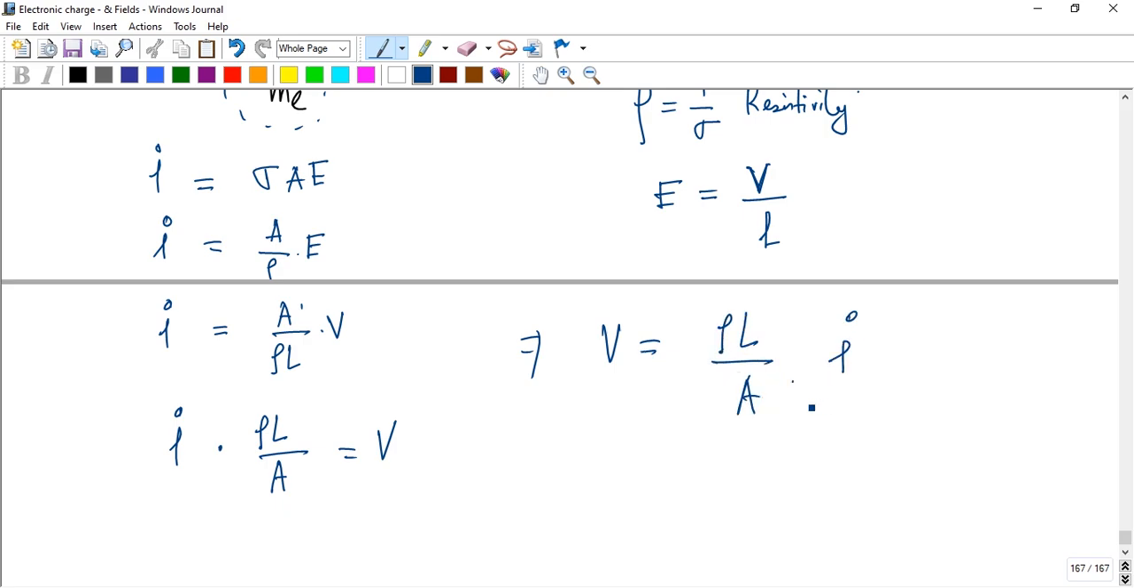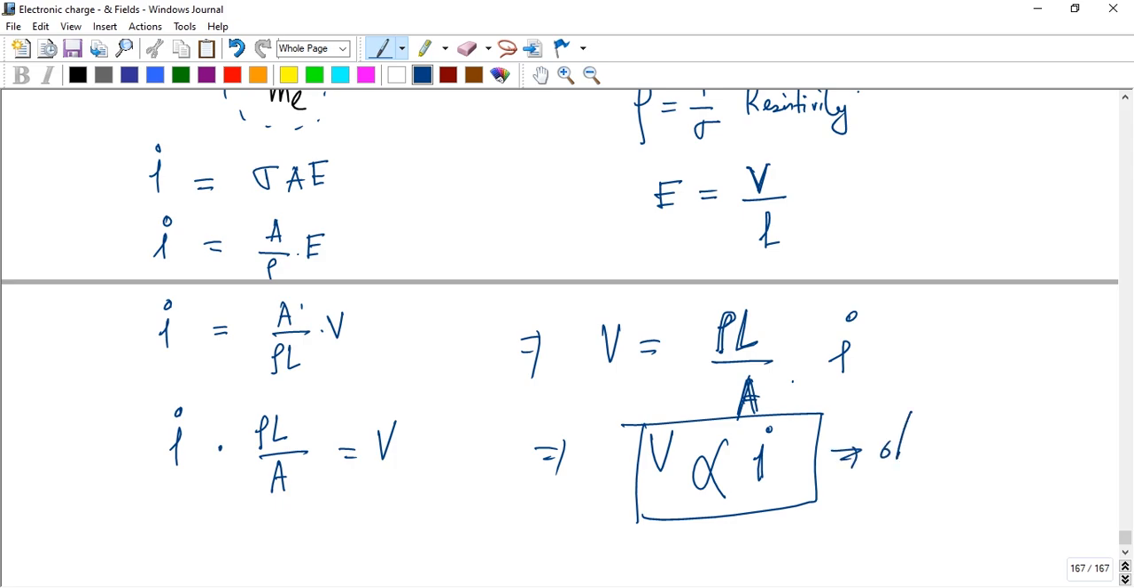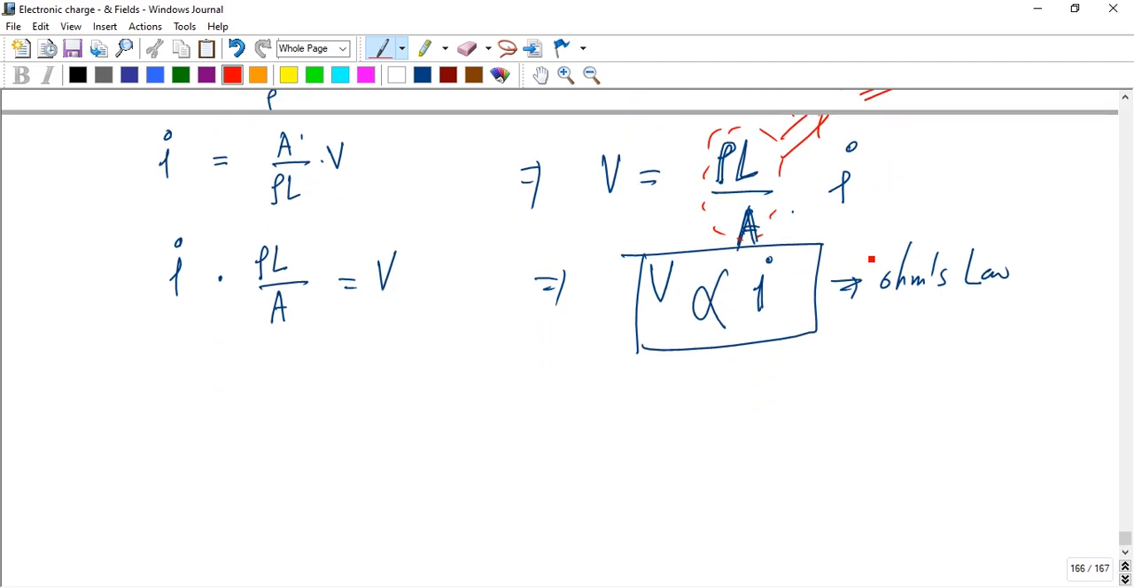Now there is a constant: the resistivity, the length of the conductor, and the cross-sectional area of the conductor are all constant. V is proportional to I. That's Ohm's law. That constant term is the proportionality constant, and that proportionality constant is called resistance.